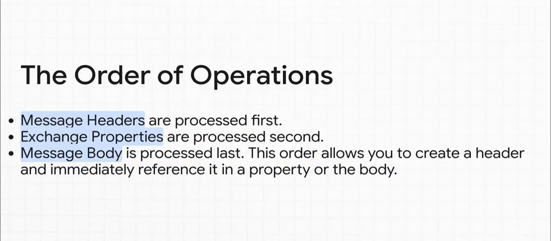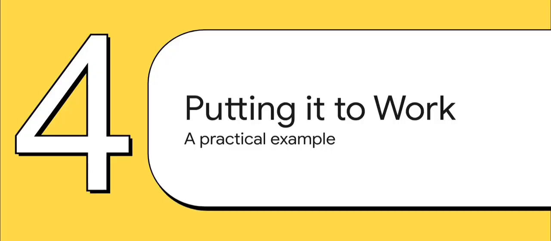And here is a fantastic pro tip for you. The order of operations matters. The content modifier always works in this sequence. Headers first, then properties, then the body. Now, why is that so powerful? Well, it means you can create a value in a header, and in the very next tab, the Properties tab, you can immediately use that header's value. You can do it all in the same single step. It's so efficient. Okay, theory is great and all, but let's actually see this thing in action.